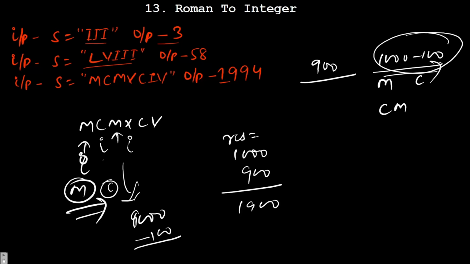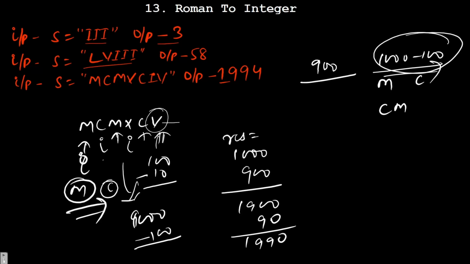Here we can see that the current value is X, and again we have to check whether the next value is greater or lesser. We can see that the next value is greater than the current one: the next value is 100 and the current value is 10. So in this case we subtract and add this to our current result, that is 90. This is going to be equal to 1990. Again we will iterate. We are at index 5 and this is the last index, so we don't have to check the next one.